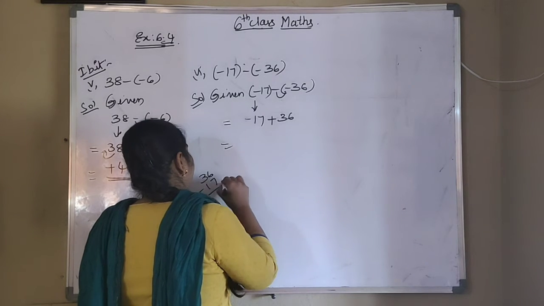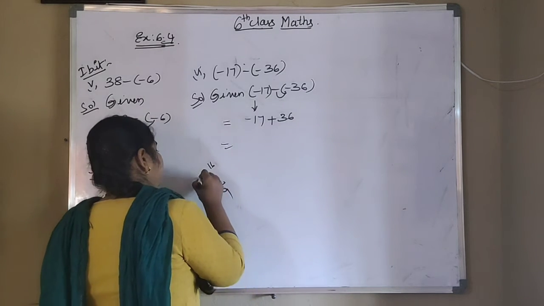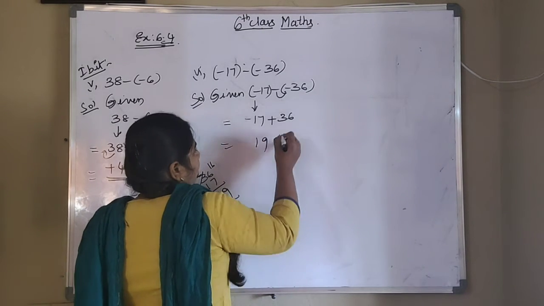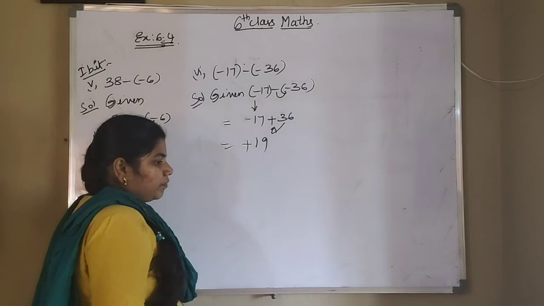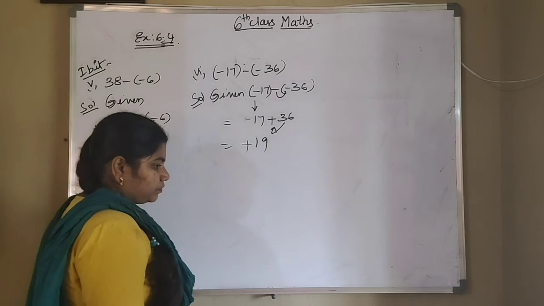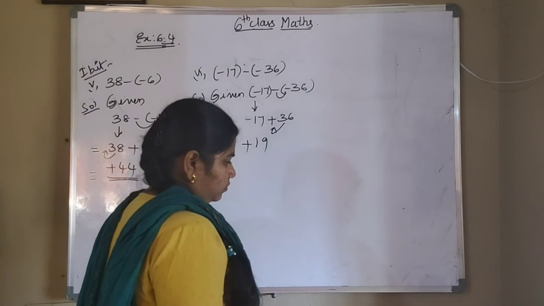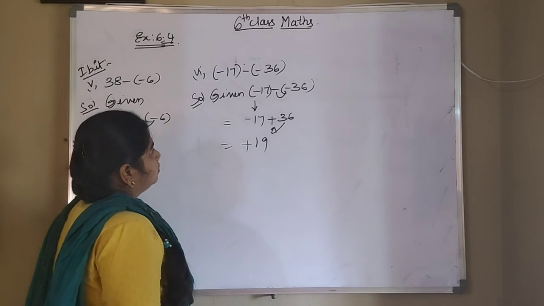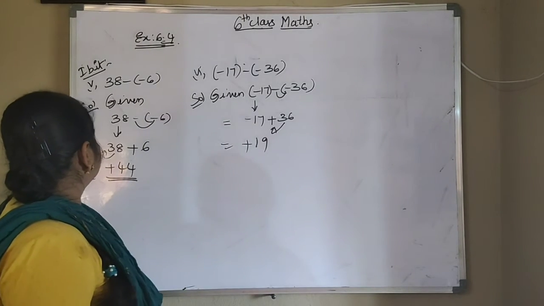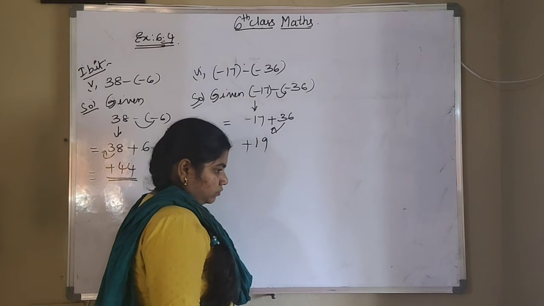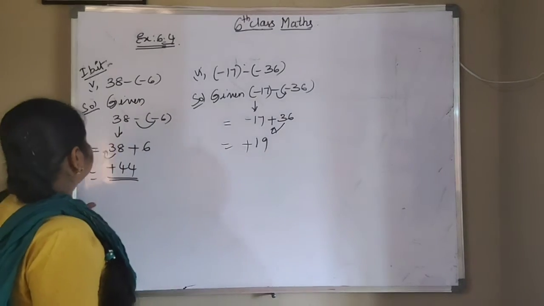36 minus 17. So it will be 16 here. 7 7 14 means it will be 9 1. So it will be 19 and bigger number sign is plus. So what is the answer? Plus 19. Okay. Okay, this is our first bit.